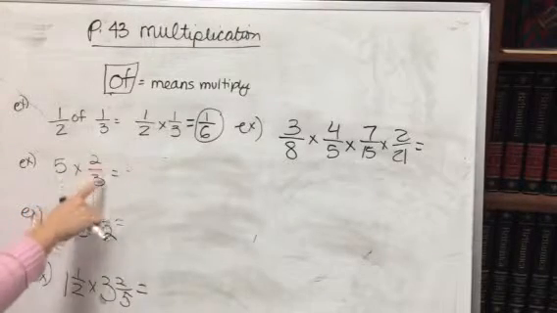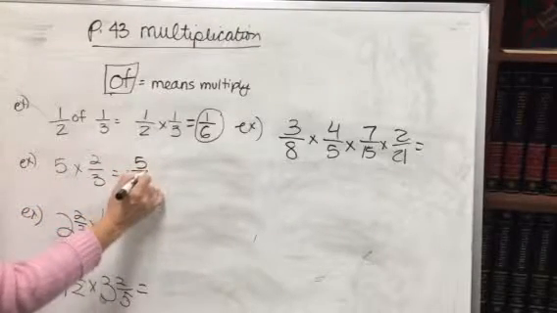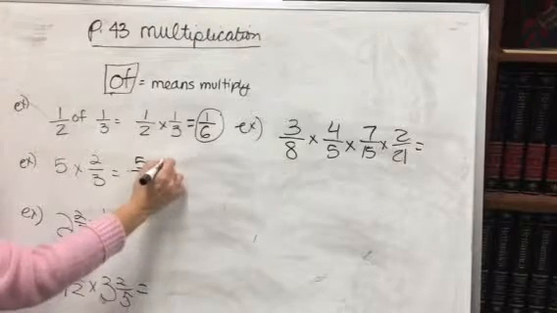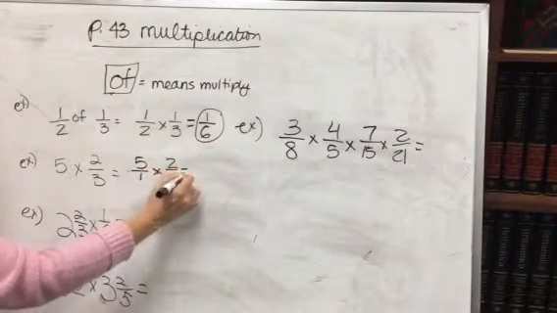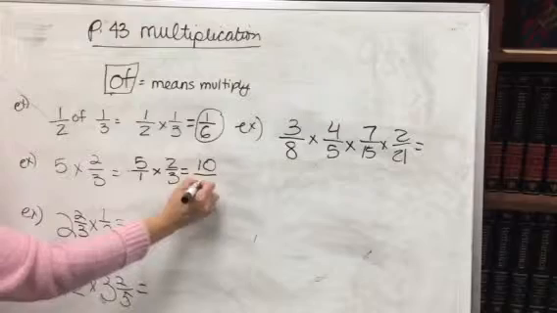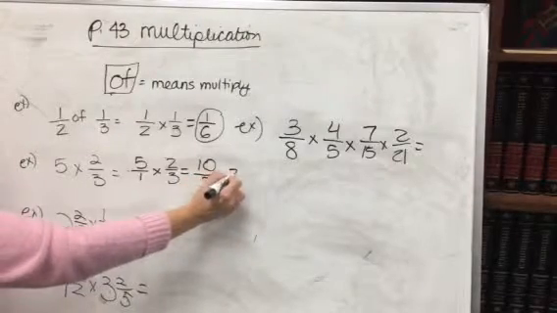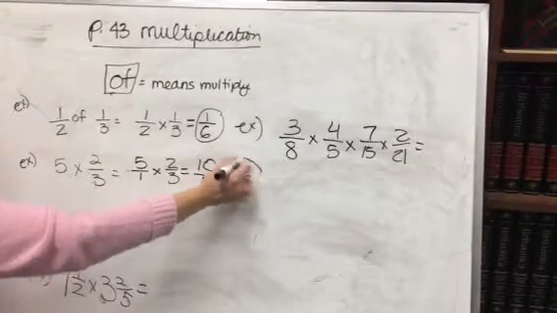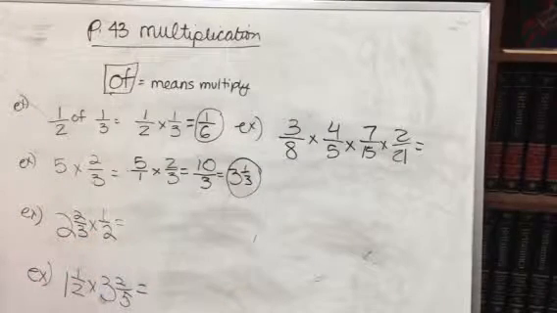When I have 5 times 2/3, 5 is just a fraction of 5 over 1 understood, times 2/3. Multiply your numerators, you get 10. Your denominators, you get 3. Change it into a mixed number, and you get 3 1/3.